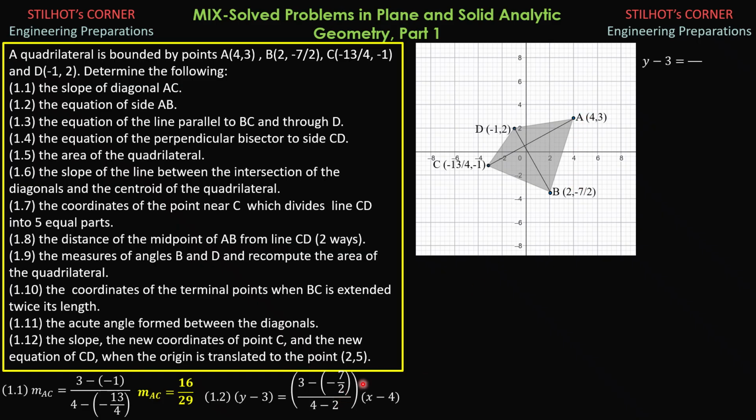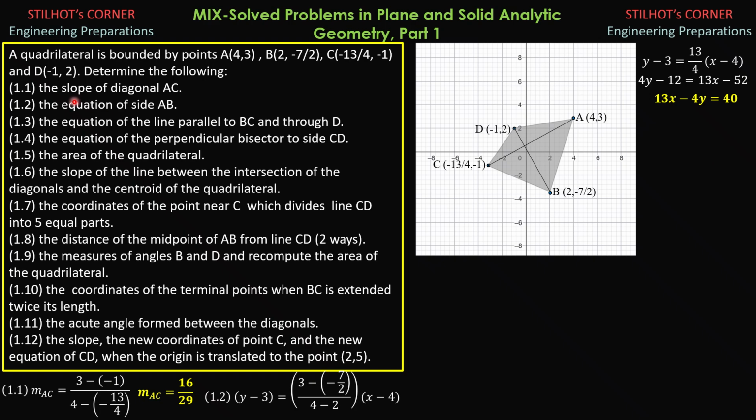So y minus 3 is equal to 13 over 4, quantity x minus 4. Multiply everything by 4: 4y minus 12 equals 13x minus 52. Simplifying, the equation of side AB is 13x minus 4y equals 40. So 13x minus 4y equals 40.